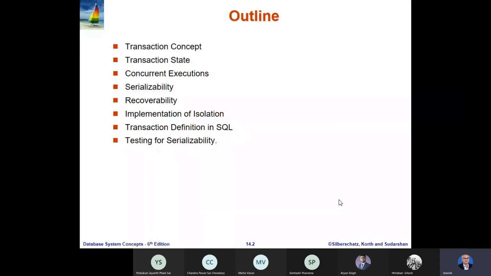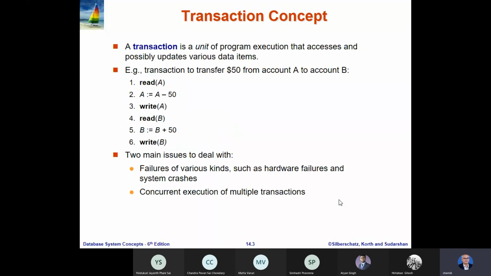This is something interesting. We'll talk about the concept of transaction state, what is meant by concurrent executions, and serializability of what is called a schedule. We'll study recoverability, implementation of isolation, what this concept is, and then transaction definition in SQL, and then testing for serializability. So, the transaction concept. Let us start with that.